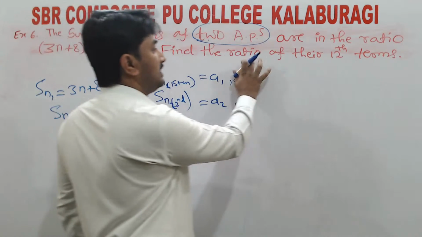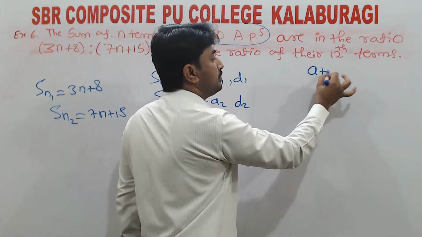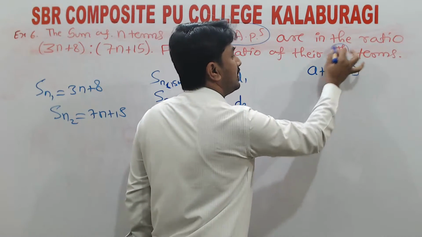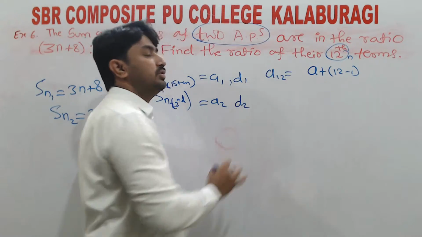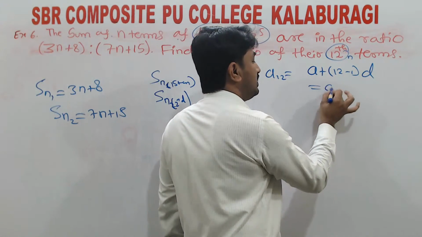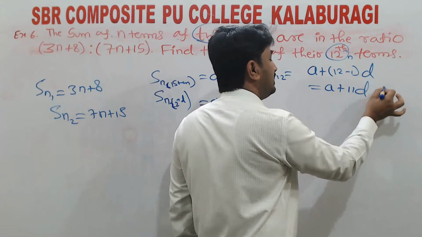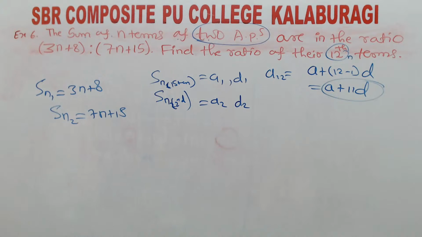Then we have to find the ratio of 12th terms. 12th term means a plus 12 minus 1 into d, where n is 12. The 12th term is a plus 12 minus 1 into d, which is equal to a plus 11d. We want to find the ratio of these terms.